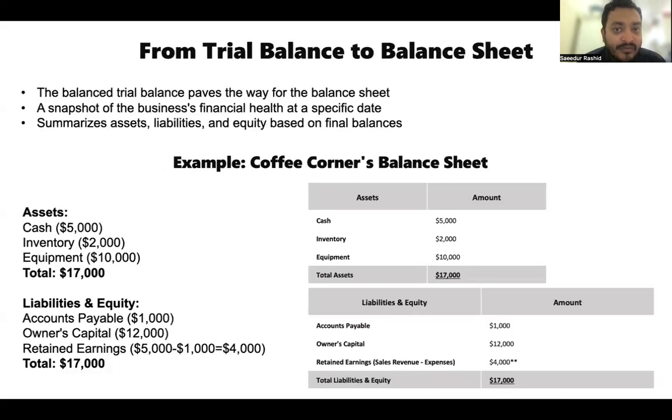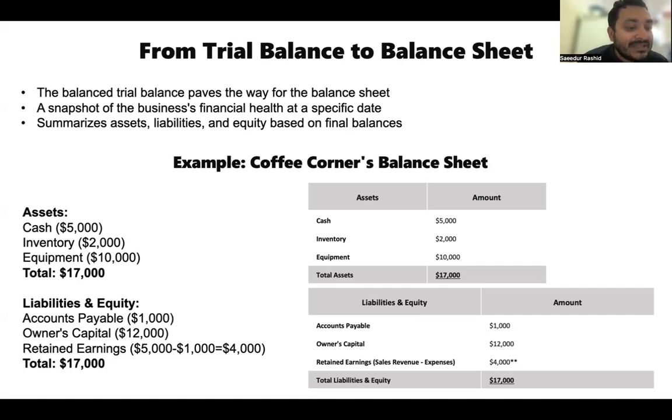Now, from trial balance to balance sheet. The trial balance we just discussed plays a crucial role in creating another important financial statement, the balance sheet. Think of a balance sheet as a photograph capturing the financial health of the business at a specific point in time. It provides a clear picture of what the company owns, what it owes, and the amount of own money invested. So here the trial balance helps to construct the balance sheet.